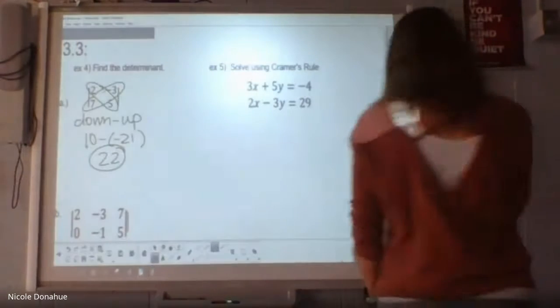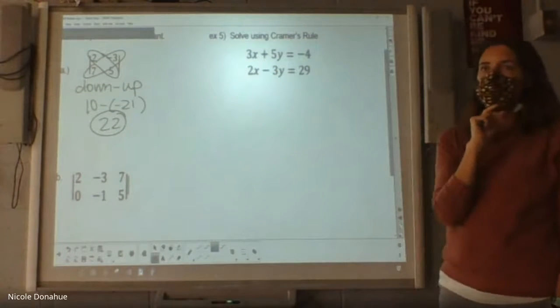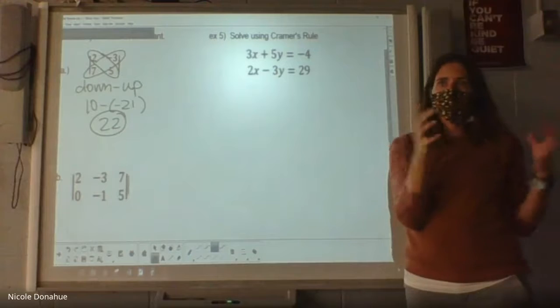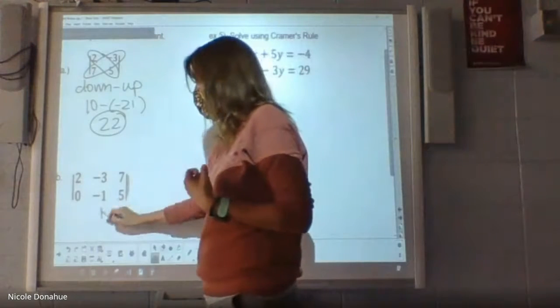Trick question. What's wrong with it? I want to find the determinant. Yeah, Ethan? The rows and columns aren't the same. Yeah, it's got to be a square matrix, so rows and columns have to be the same. So this one's not possible.